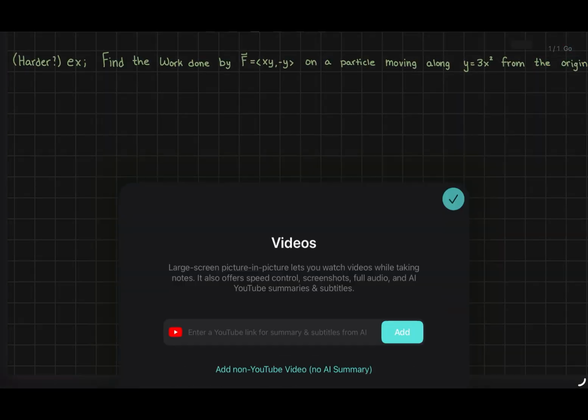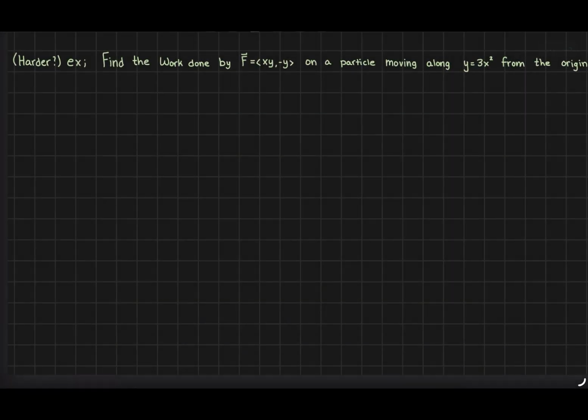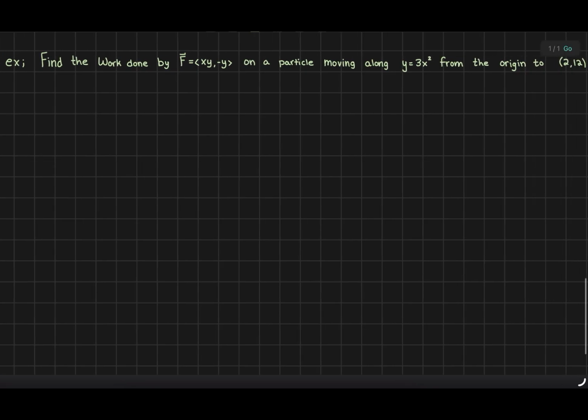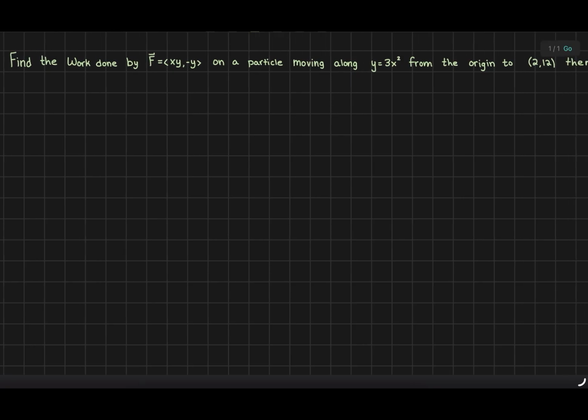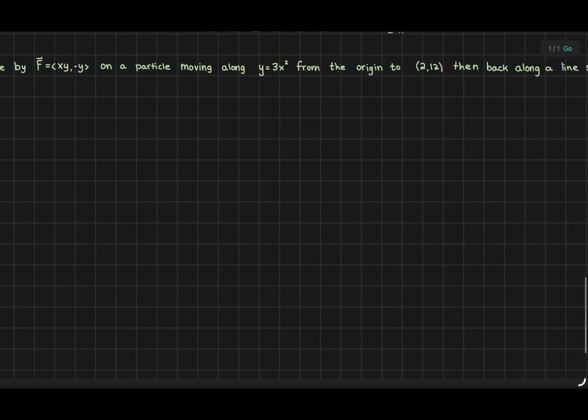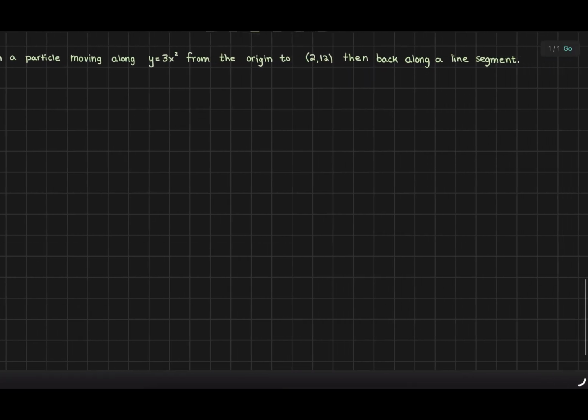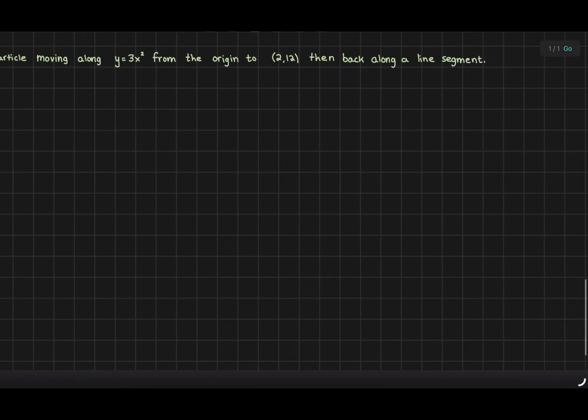For our harder example, and note that harder is subjective for sure, but let's just go ahead and read the problem first. Find the work done by vector field xy, negative y, on a particle moving along y is equal to 3x squared from the origin to 2, 12, then back along a line segment.